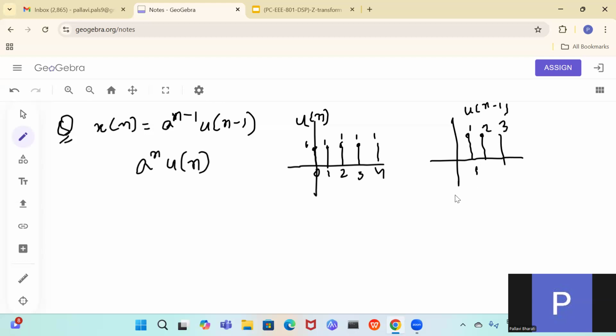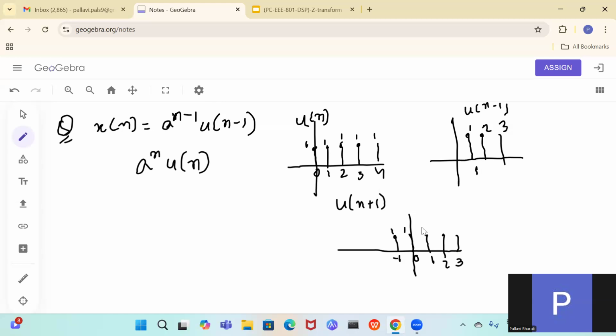In the same way, if you take u of n plus 1, the signal is getting shifted towards the left by 1 unit. It started from 0 over here, now it will start from minus 1. So minus 1, 0, 1, 2, and 3.